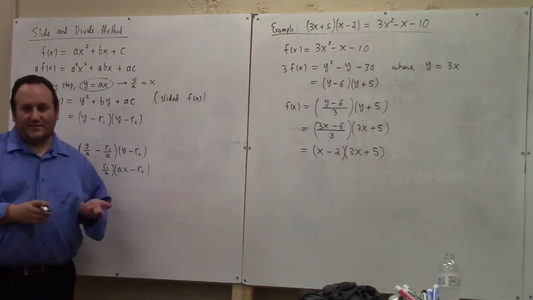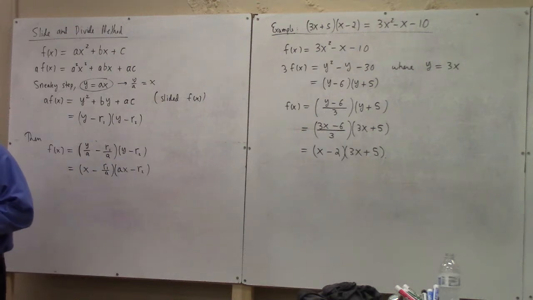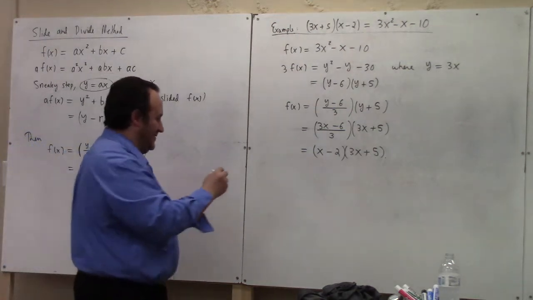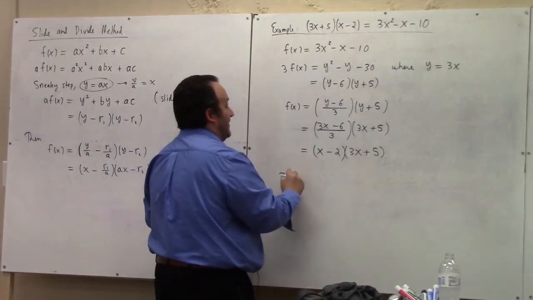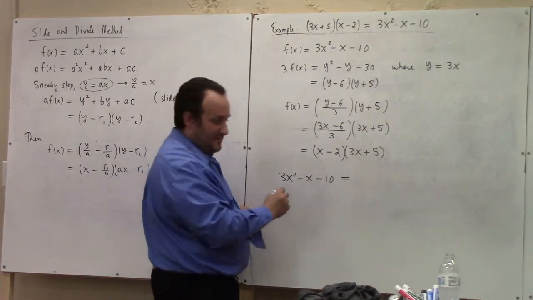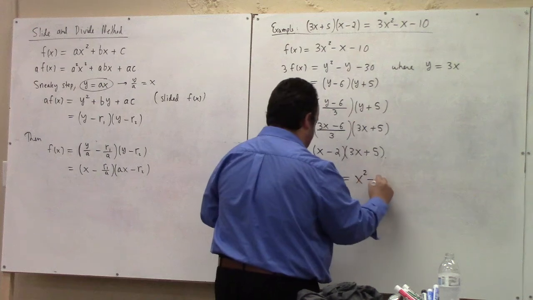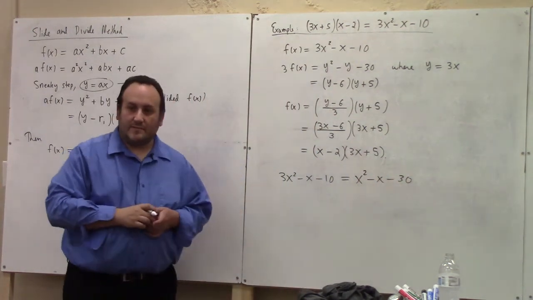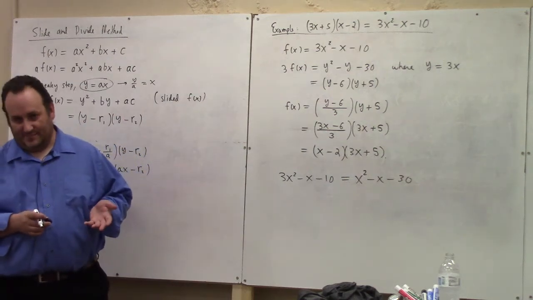See, but if I was going to teach slide and divide, I would teach it this way, so as to not offend my other sensibilities. Because the whole thing that offends me with slide and divide is this, because I think students are going to write this, right? I know students. They're going to say that this is equal, and then they're going to do x squared minus x minus 30, right? That's what students are going to write. But that's not what they mean, right?